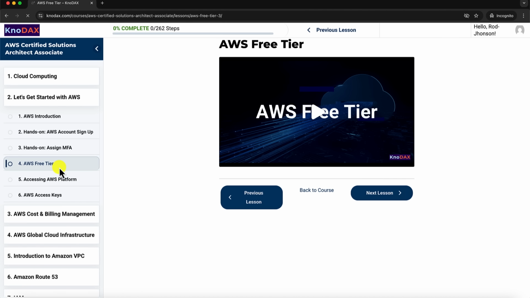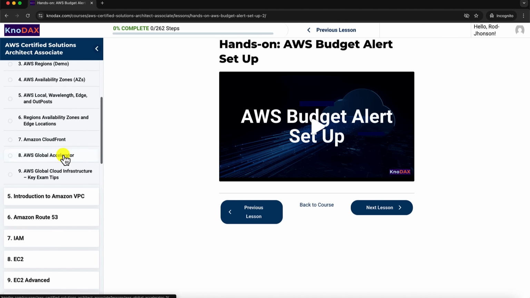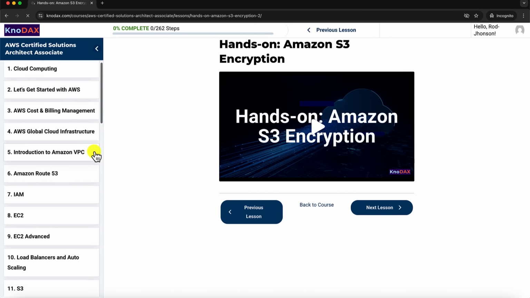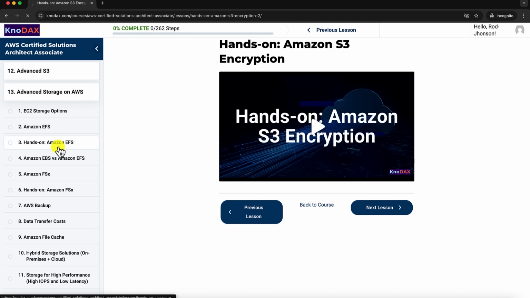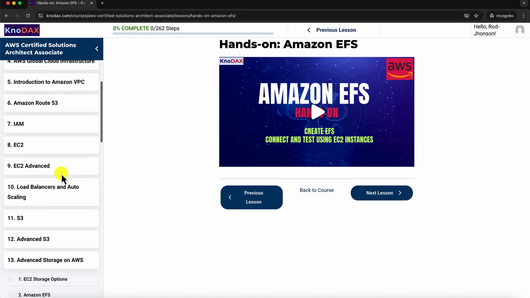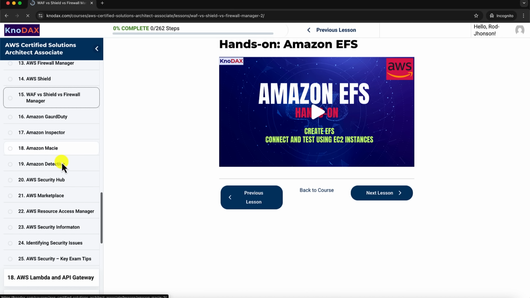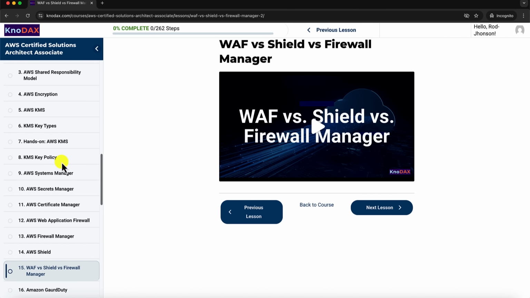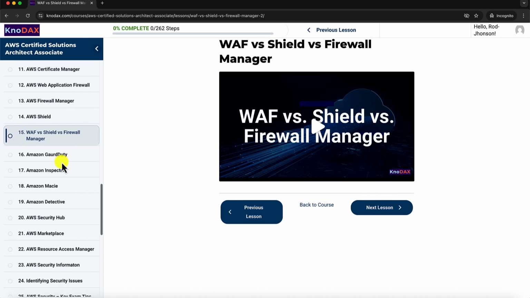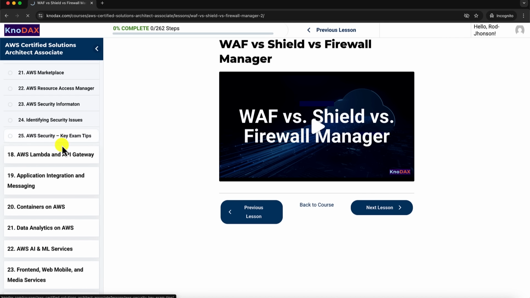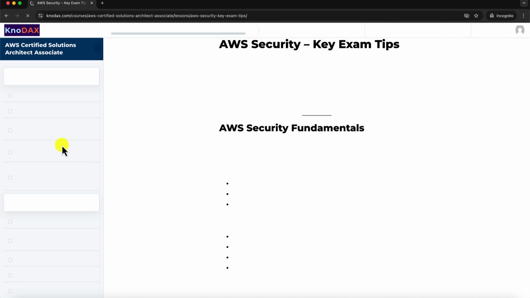Are you preparing for the AWS Certified Solutions Architect Associate exam and looking for a clear, structured path to success? This course on Nodax provides comprehensive coverage of all exam domains, helping you understand the AWS services, architectural concepts, and best practices aligned with the AWS Certified Solutions Architect Associate Exam Guide, so you can prepare for the certification with confidence.